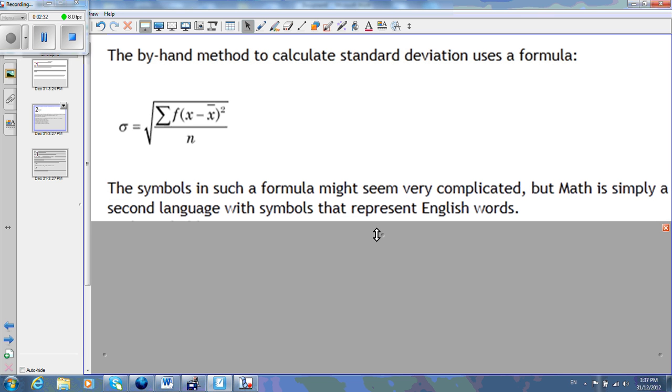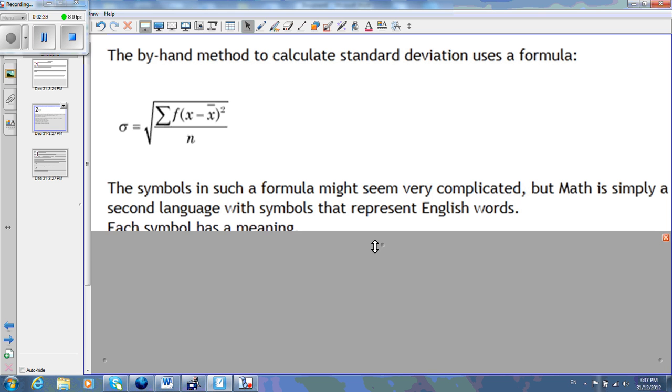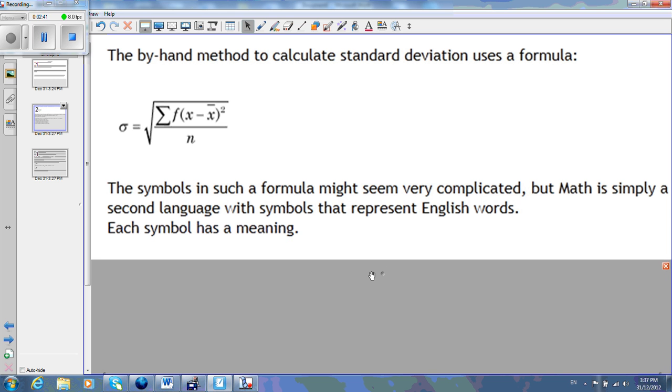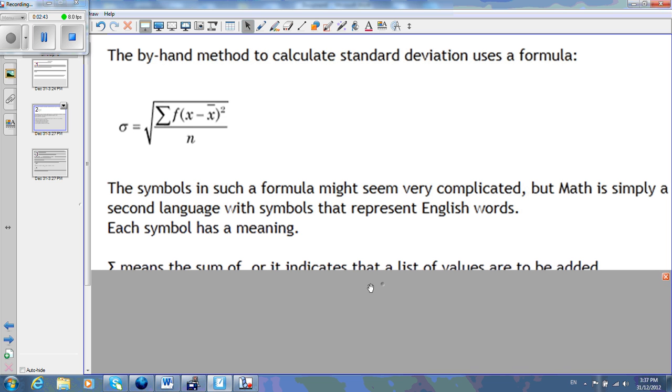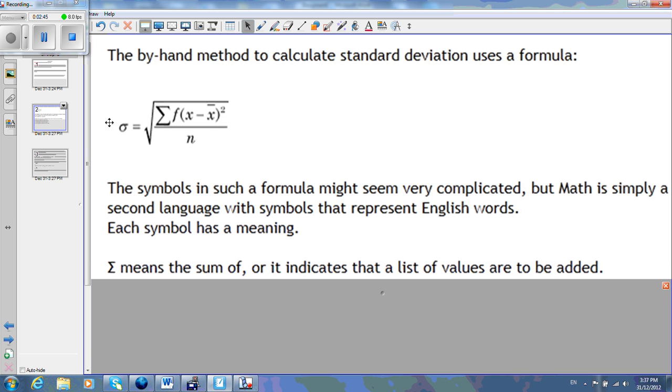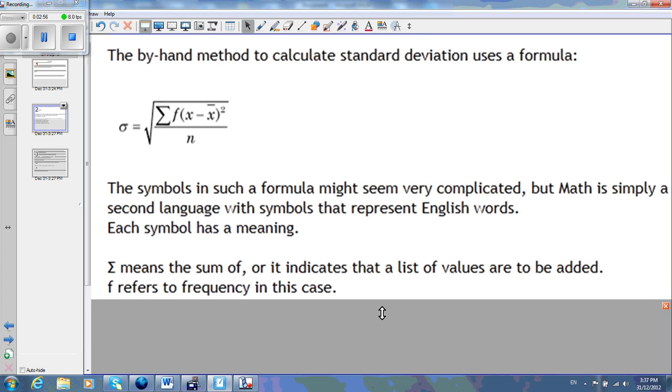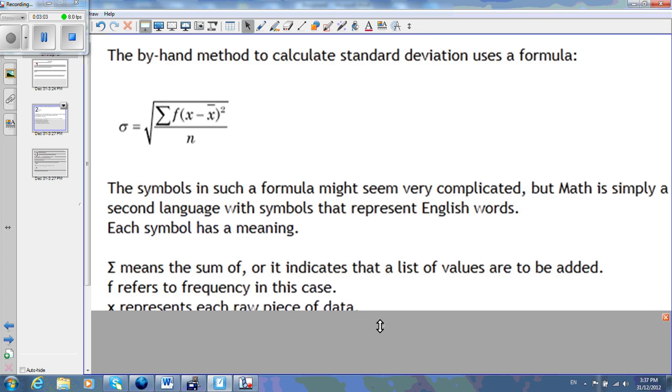The symbols in this kind of formula might seem very complicated, but math is just a language with symbols that represent words. Each symbol has a meaning. Like I said, sigma was standard deviation. Then we have the sum of symbol, and that indicates that we have to add whatever is beside that symbol, the list of values. F refers to the frequency in this case. So how often does each value occur in the data set?